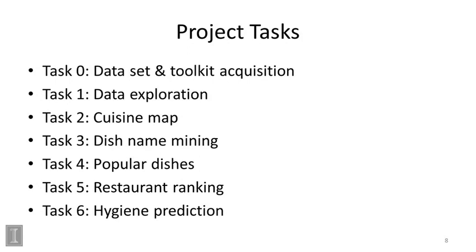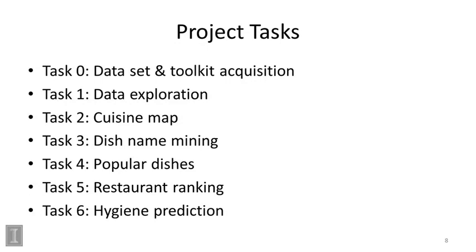So there are 7 tasks listed here, but only 6 would require you to make submissions. Task 0 is really to obtain the data set and also the toolkit that we provide. So it has to do with downloading the data set and toolkit in a package. And task 1 is to explore the data set. And the second task is about the construction of a cuisine map. Next, task 3 is about the dish name mining. You're going to work on how to mine dish names from the data set.